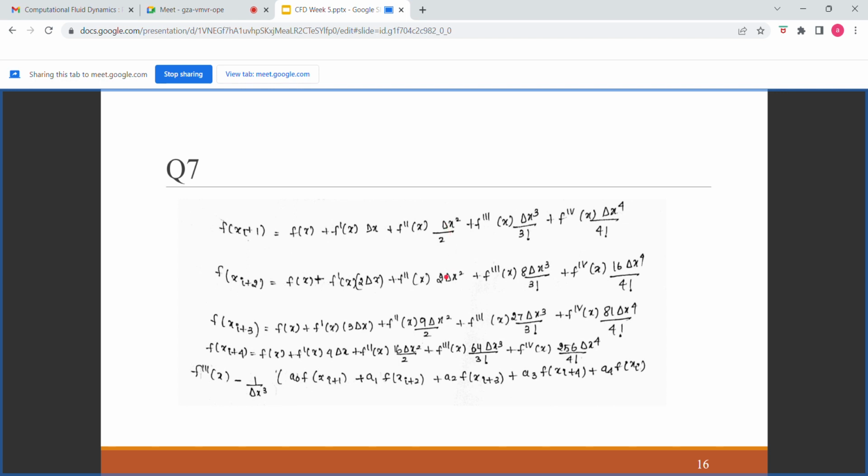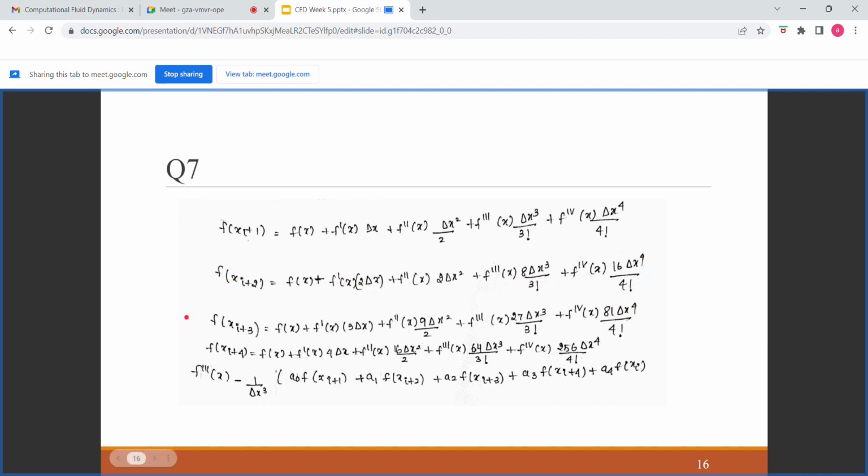4 and 2 would get cancelled, it is 2, and f triple dash of x into 2 delta x cube by 3 factorial, that is 2 cube is 8 delta x cube by 3 factorial. f fourth dash of x is equal to 2 delta x power 4, that is 2 power 4, it is 16 delta x power 4 by 4 factorial.